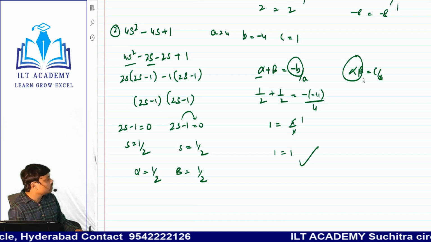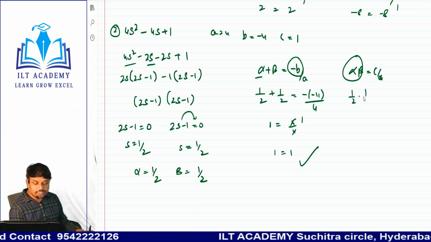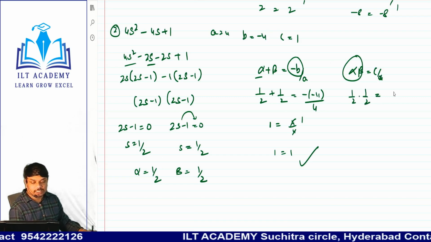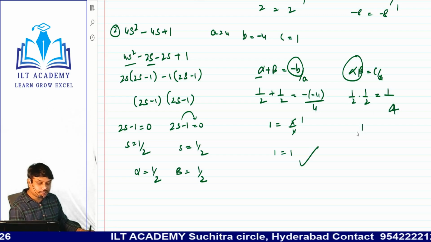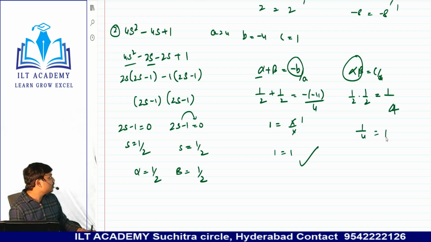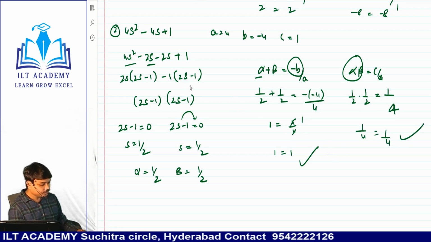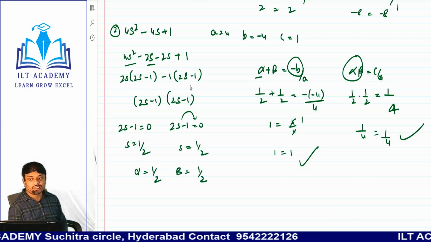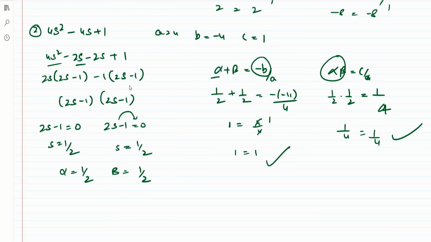Now alpha beta is equal to c by a. Alpha is 1 by 2, beta is 1 by 2. c by a: c is 1, a is 4. Now 1 by 2 into 1 by 2 is 1 by 4, and here also 1 by 4. We have verified the relationships as well. Any doubts? Clear? Did you understand? Please make a note of it.